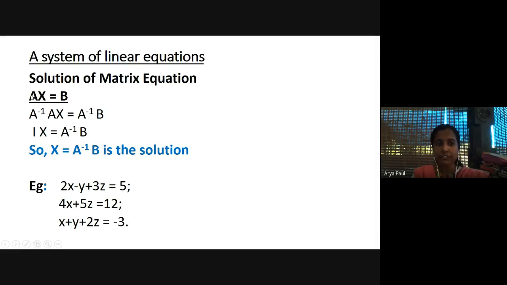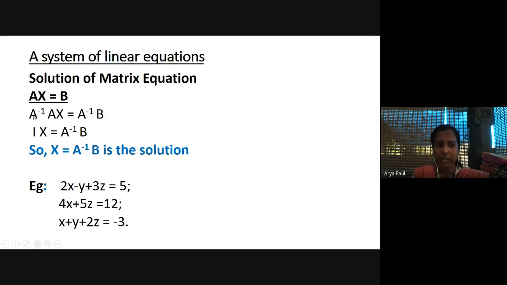Pre-multiply A inverse on the LHS as well as the RHS. What is A inverse? A inverse is A raised to minus 1. So you pre-multiply, not post-multiply, A inverse. Here, A inverse into AX is equal to, pre-multiplying the RHS also, A inverse into B.